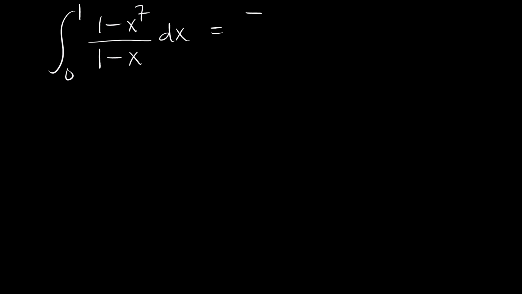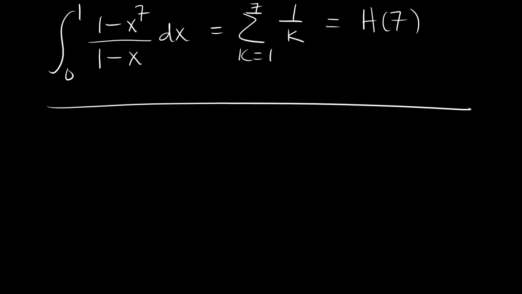So maybe we can write it nicely. We say the integration from x equals 0 to 1 of 1 minus x to the 7 over 1 minus x is the same as the harmonic function 7. So that is our answer.